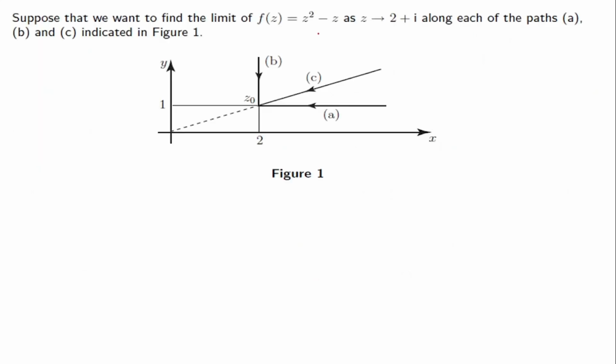Now let's say, for example, this is a problem I want us to look at. Suppose we want to find the limit of this function as z goes to 2 plus i along each path. How many paths are there? We have A, B, C. This is path A. The first thing you need to know is that this limit is going towards this direction. You can see from the arrow, this one also is going towards this direction, and this one towards this direction.